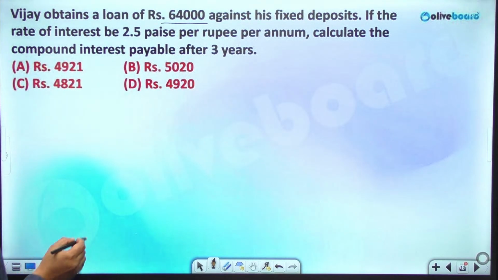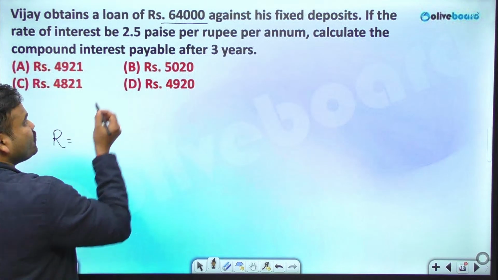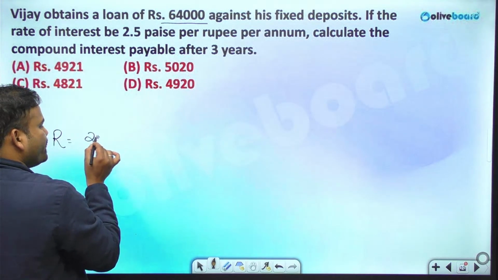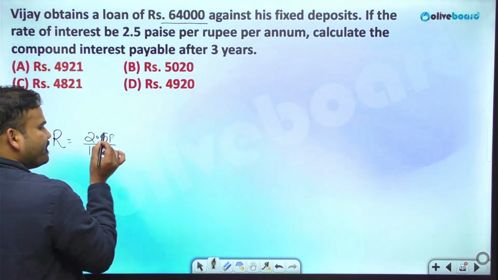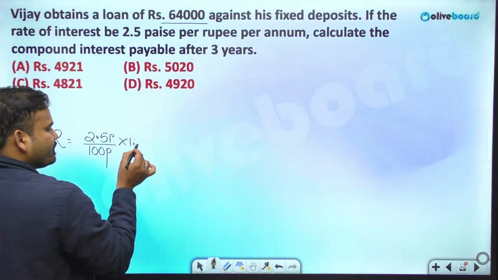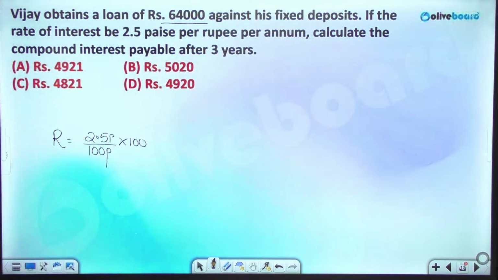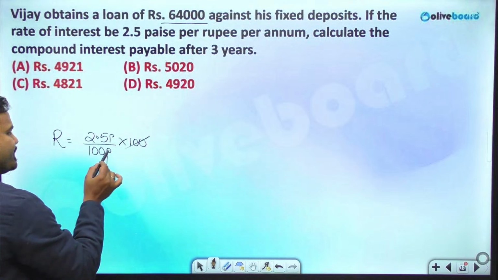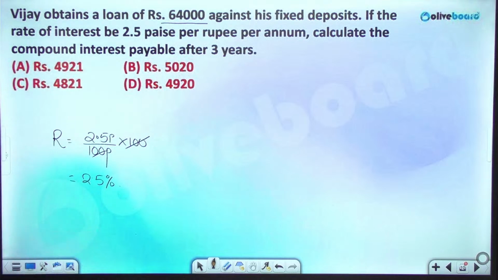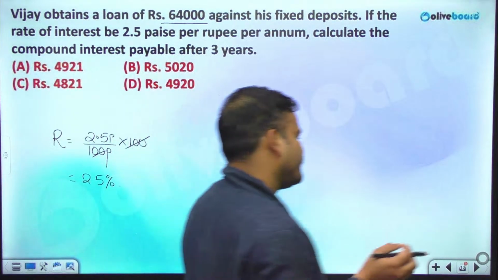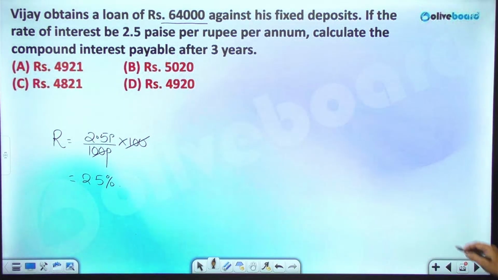Okay. Sir, what is the rate of interest? The rate of interest is 2.5 paise per rupee. Per rupee means 100 paise. So 2.5 paise on 100 paise means the rate of interest is 2.5%. At 2.5% rate of interest, you need to calculate the interest for 3 years. That's what you have to do. So this is basically easy.